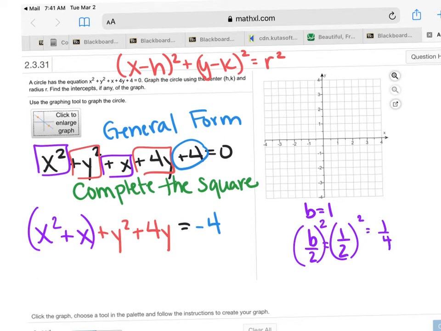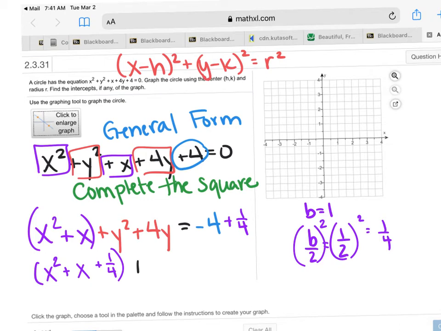And so what that really means is now when I write this, I'm going to get x squared plus x, and what I'm adding to that is going to be a 1/4. Now, if I add 1/4 to that part of the equation, I also have to add it to the back because I want to balance the equations in math. So I'm going to add a plus 1/4 there. And then over here, do the exact same process.